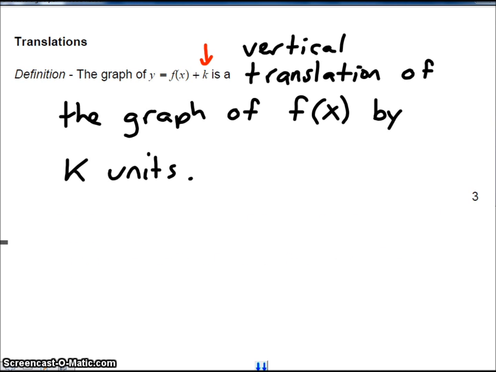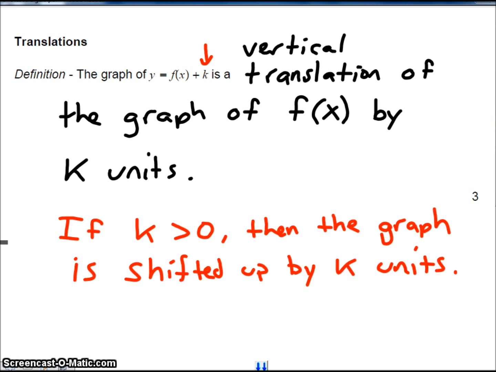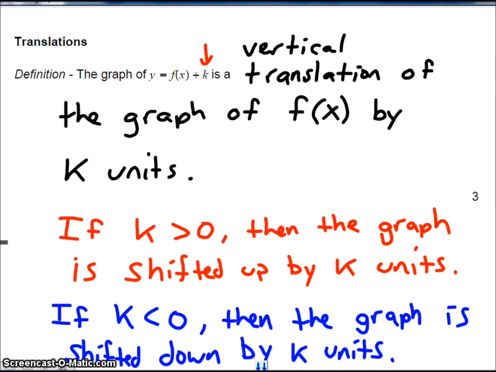Here's how you tell. If k is positive, so you see the plus k next to the f of x, if that value is greater than 0, which is just a mathematical way of saying if that value is positive, then the graph is shifted up by k units. If k is less than 0, then the graph is shifted down by k units. So that's how you will determine whether you shift it up or down.